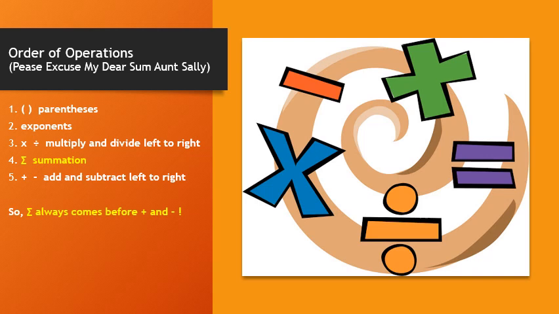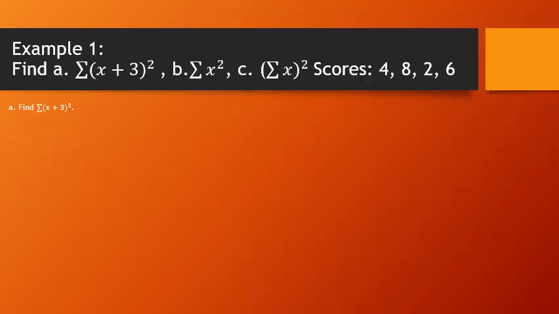So let's go over the order of operations. In statistics, we add a new one in. So please excuse my dear sum Aunt Sally. We have to add some in there. So parentheses are still number 1. Exponents come next. Multiply and divide from left to right. But now we're adding in a 4th one, summation. Finally, the 5th thing you do is add and subtract left to right. So summation always comes before adding and subtracting. You have to remember that for statistics.